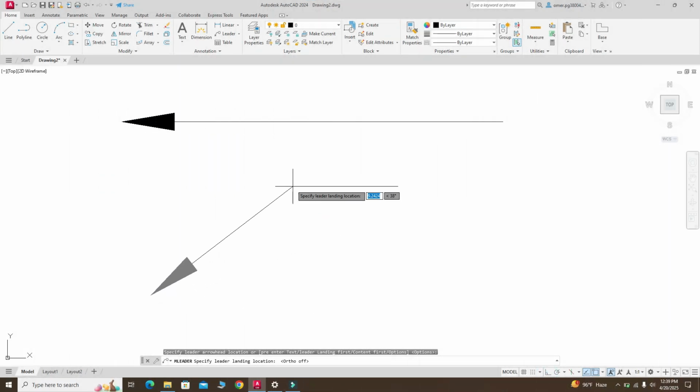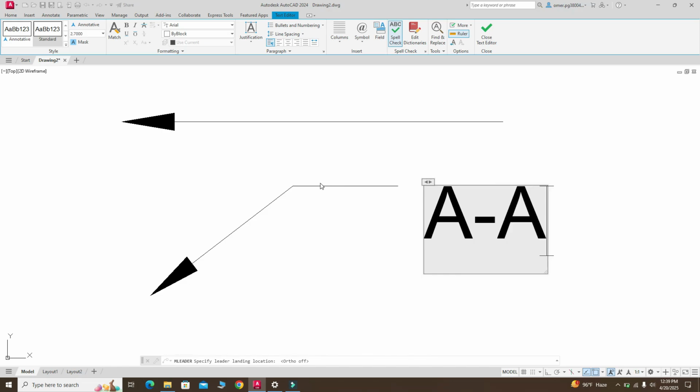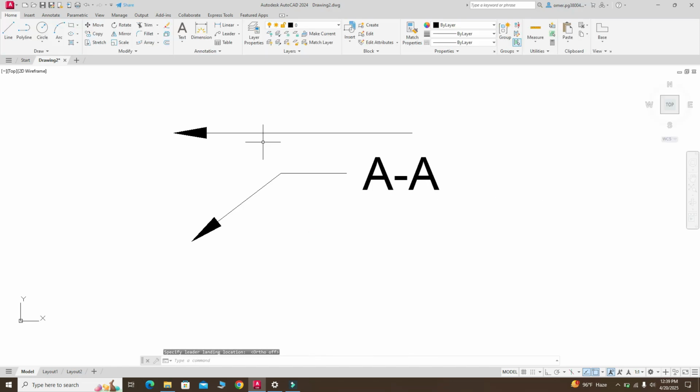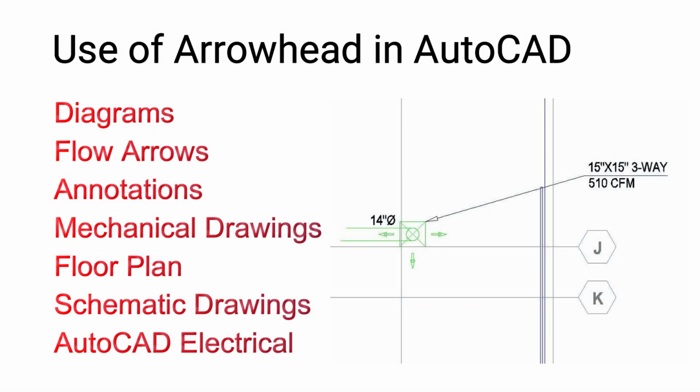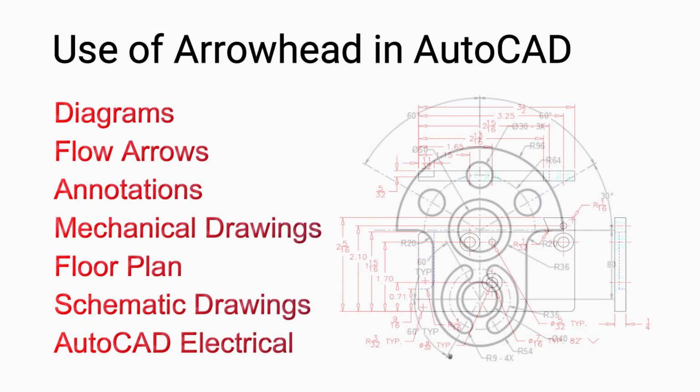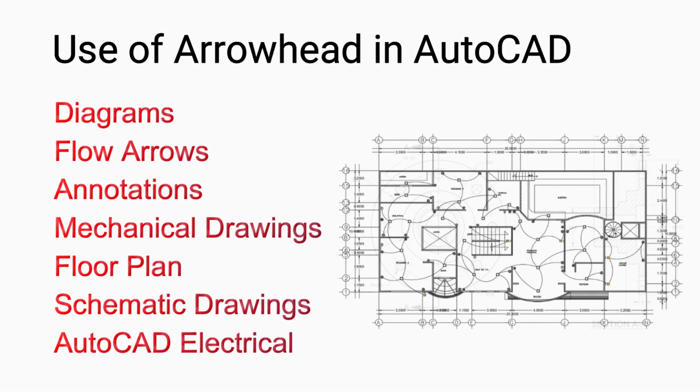This is Engineer Ibrahim Omer, and in this short tutorial we will learn how to draw a line with an arrowhead in AutoCAD. It is perfect for diagrams, flow arrows, annotations, 2D drawings, schematic drawings, AutoCAD electrical, etc. So let's make this exercise.